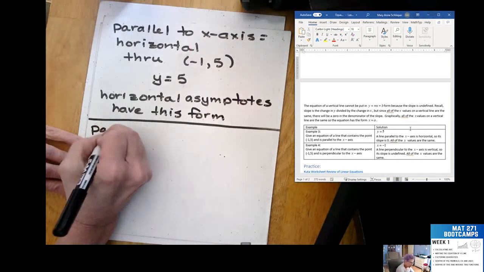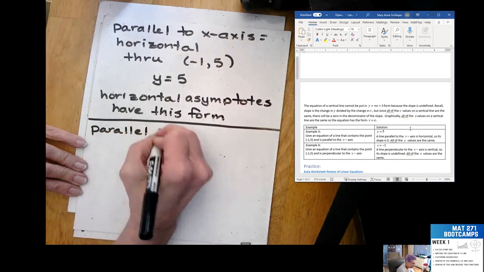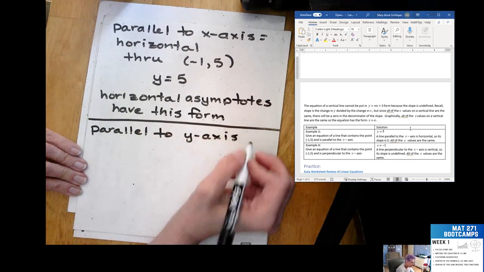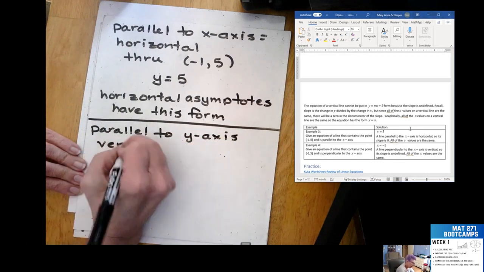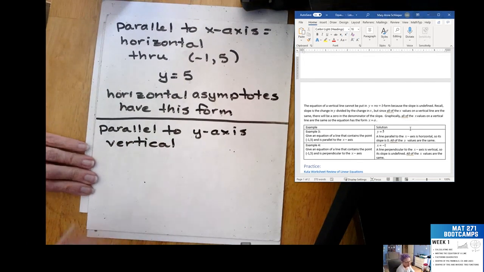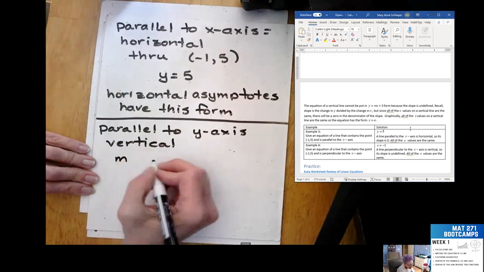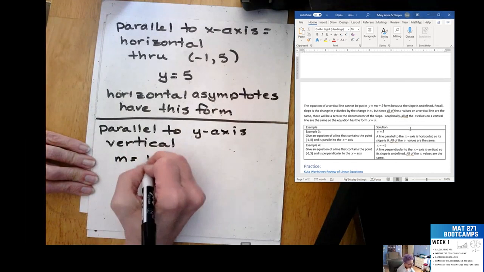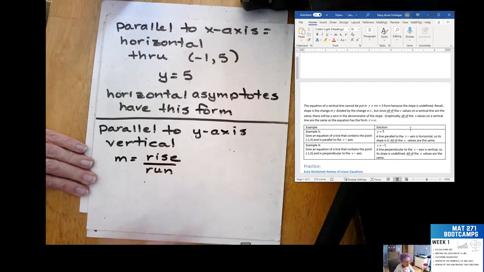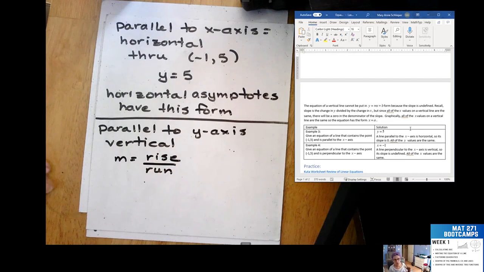The next question asks about being parallel to the y-axis. That's another name for vertical. So what would the slope be of a vertical line? Remember, slope is rise over run. Well, a vertical line has a whole lot of rise. It rises, but it doesn't run at all.